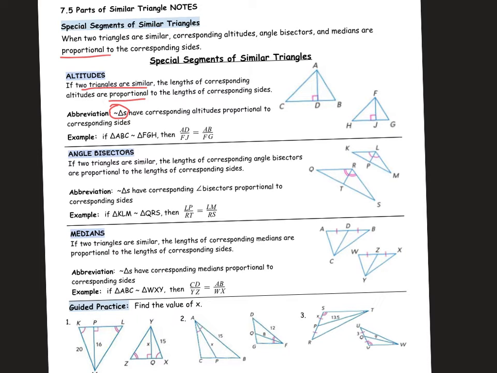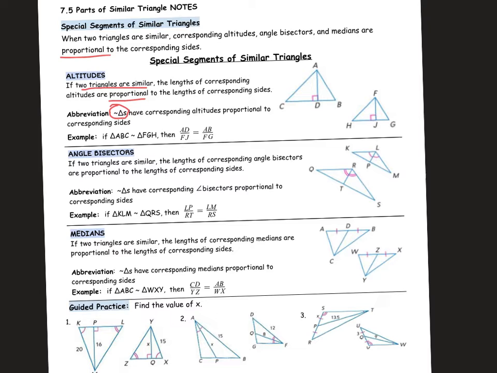So if triangle ABC is similar to triangle FGH, then the ratio of AD, the altitude, to FJ, the altitude of the other one, must have the same relationship as this corresponding side AB to that corresponding side of FG.